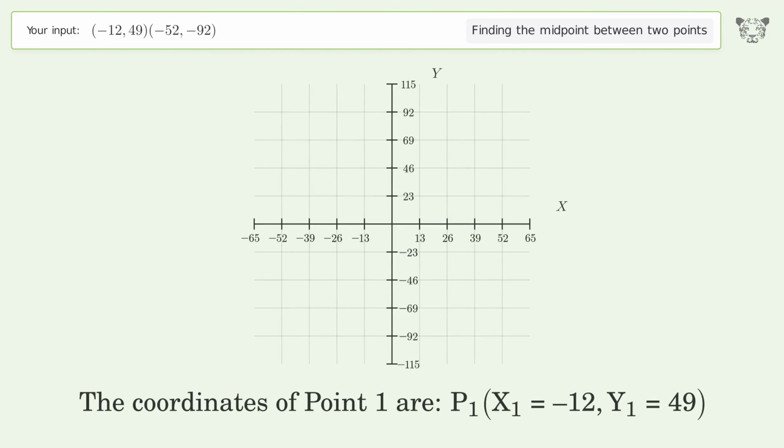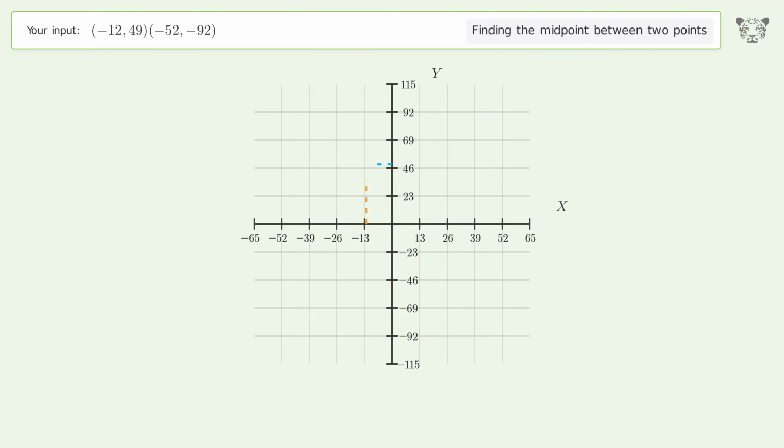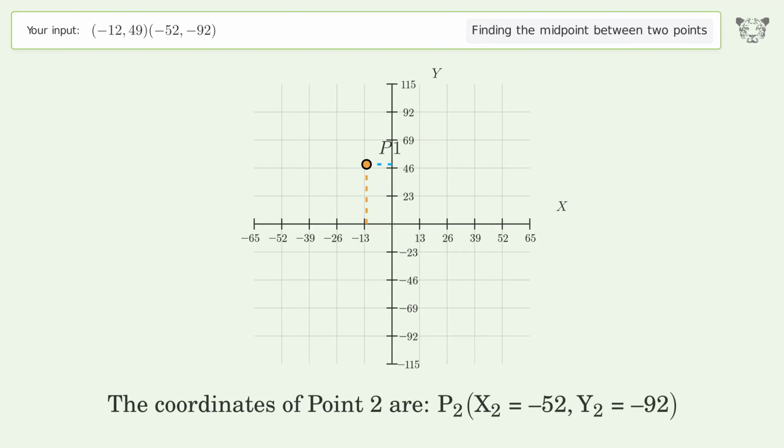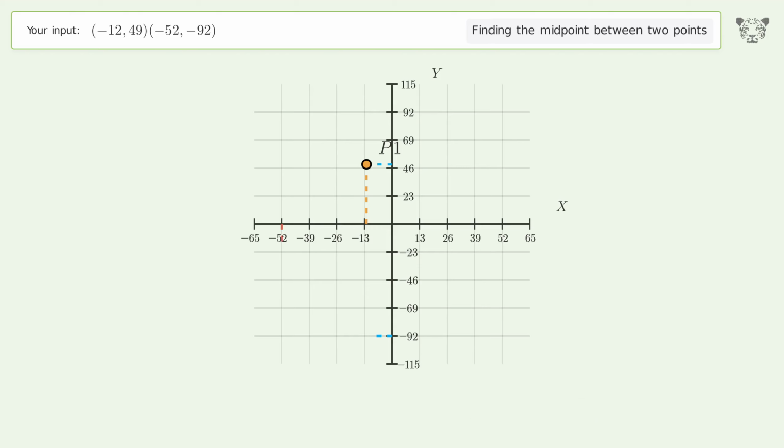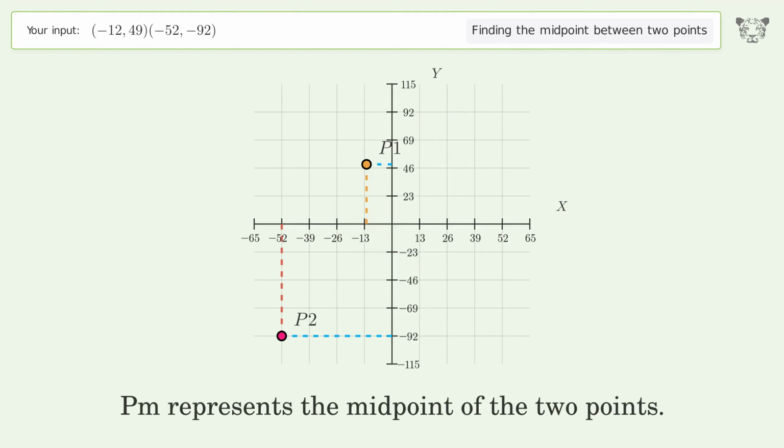The coordinates of point 1 are, x1 equals -12, y1 equals 49. The coordinates of point 2 are, x2 equals -52, y2 equals -92. PM represents the midpoint of the 2 points.